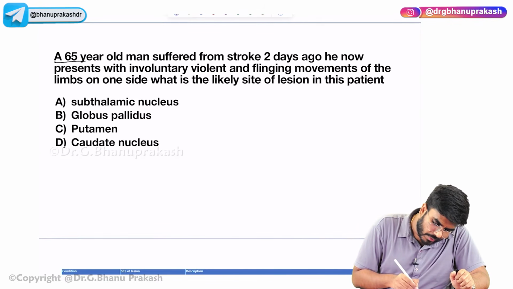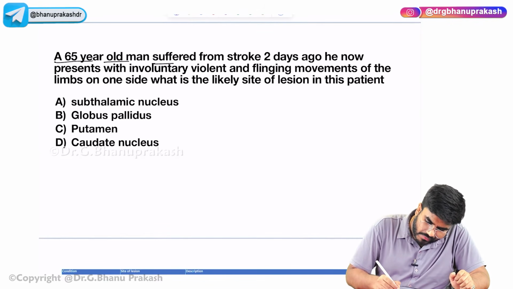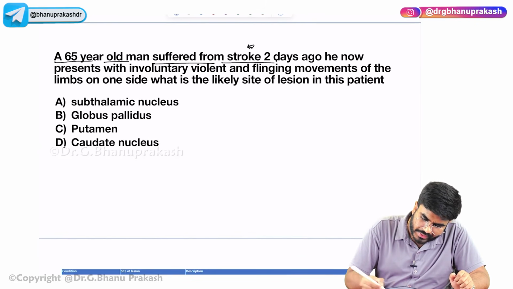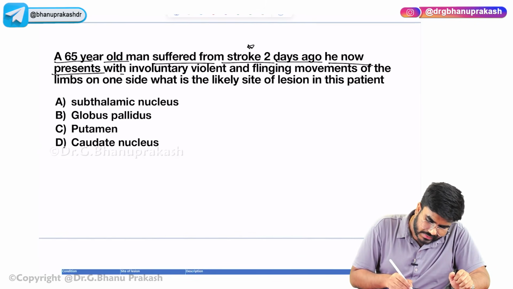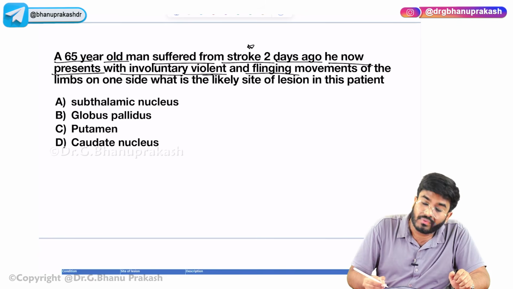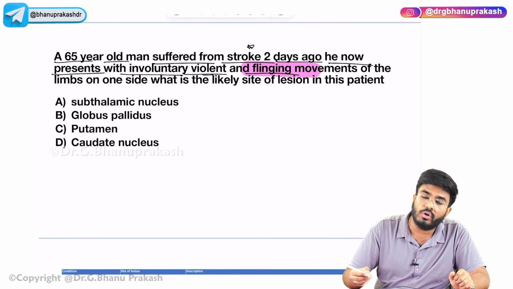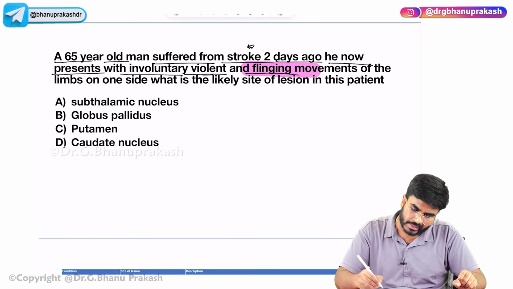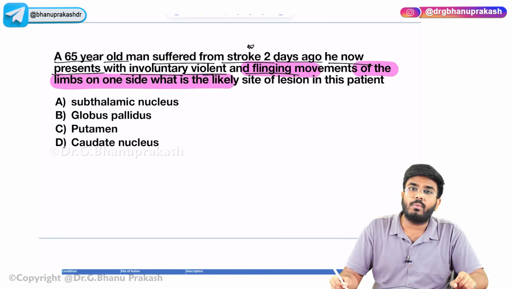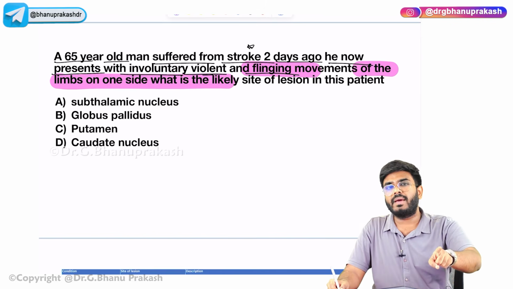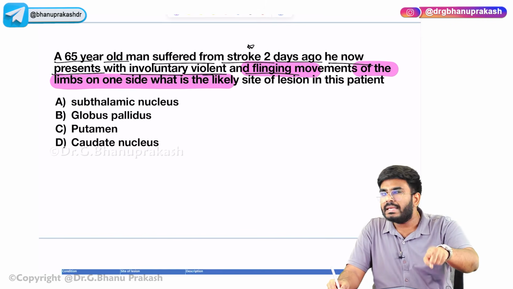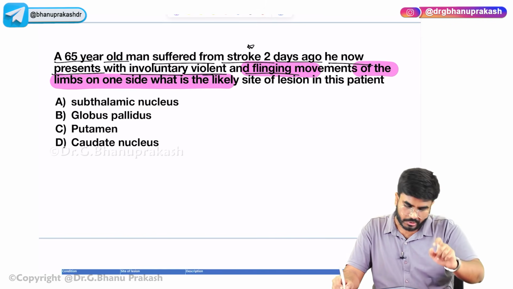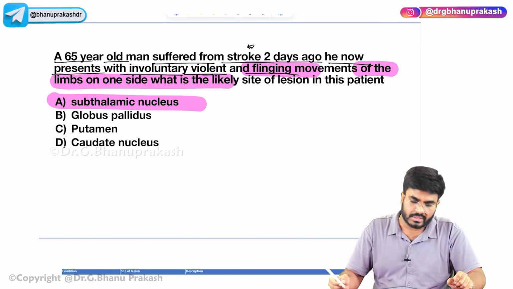A 65-year-old man suffered a stroke 2 days ago. He now presents with involuntary violent flinging movements. It's a keyword. I have told you, whenever you see the words flinging movements, not flicking, of the limbs on one side of the body, that is called hemiballismus. Hemiballismus is seen whenever there is damage to the subthalamic nucleus. So there is damage to the subthalamic nucleus.